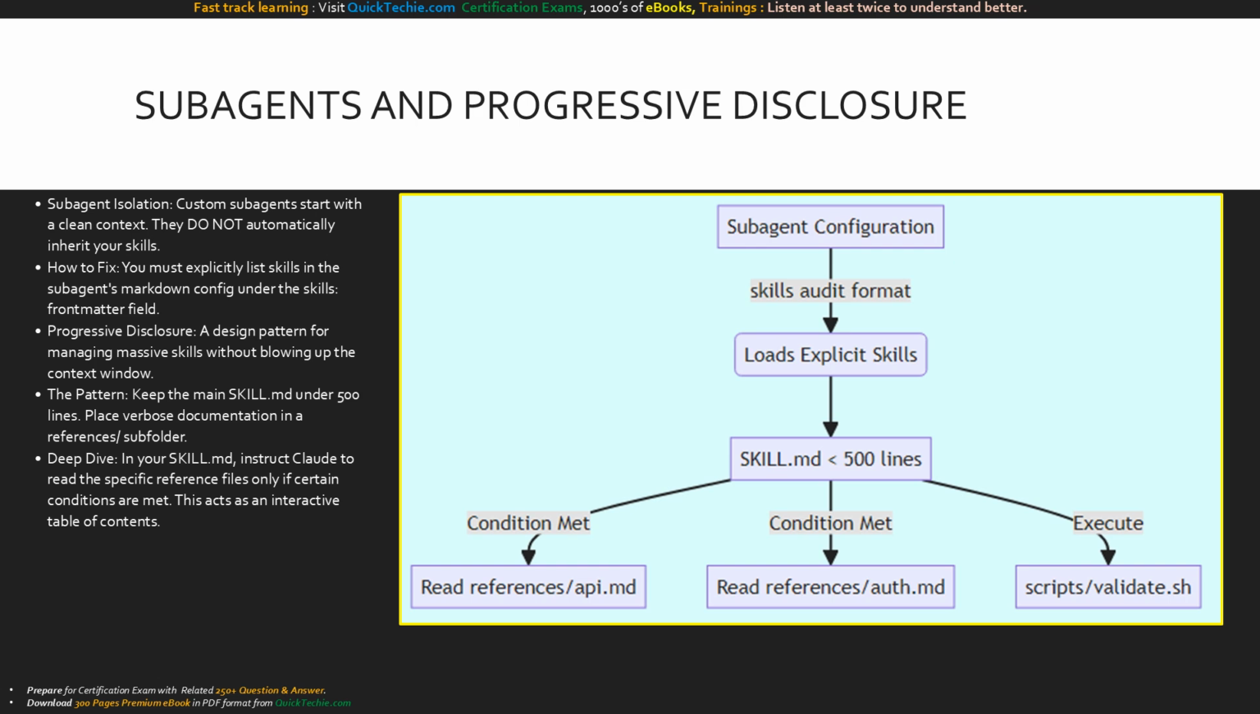Look at this architecture for scalable subagent skills. First, the subagent configuration explicitly loads the required skills. We hit our lean skill.md file acting as the router. Notice the dotted lines going to the reference documents and scripts. These represent progressive disclosure. Claude only traverses these paths and loads those heavy files if specific conditions during the conversation mandate it, preserving maximum context window efficiency.